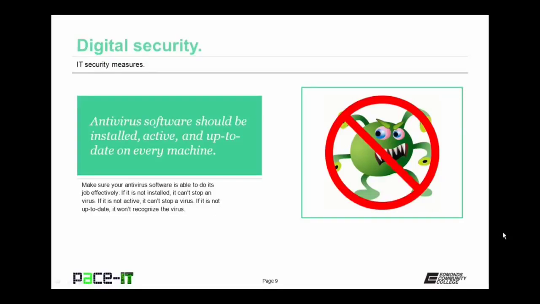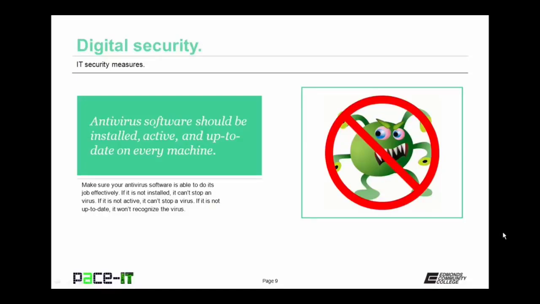Antivirus software should be installed, active, and up to date on every machine. If it's not installed, it can't stop a virus. If it's not active, it can't stop a virus. If it's not up to date, it won't recognize a virus. So be sure and use an antivirus on every machine.